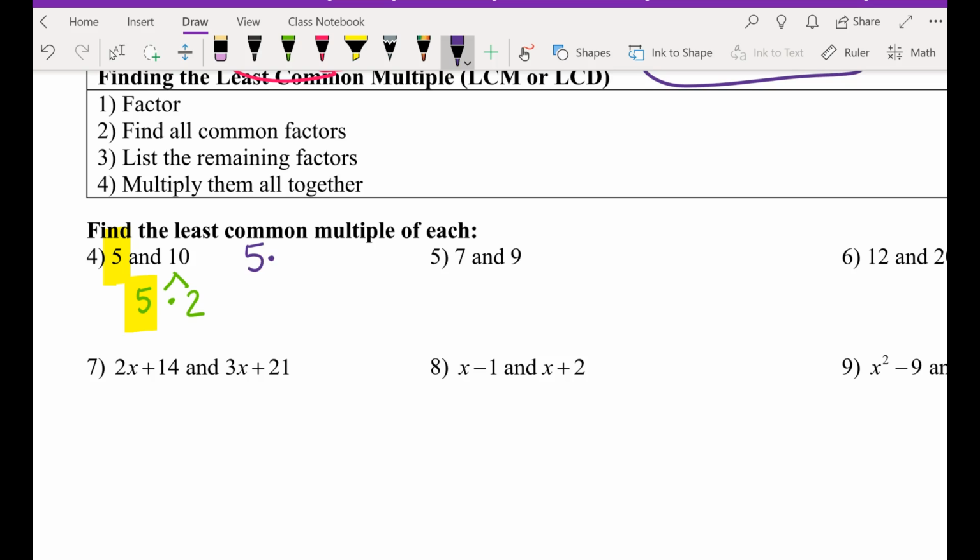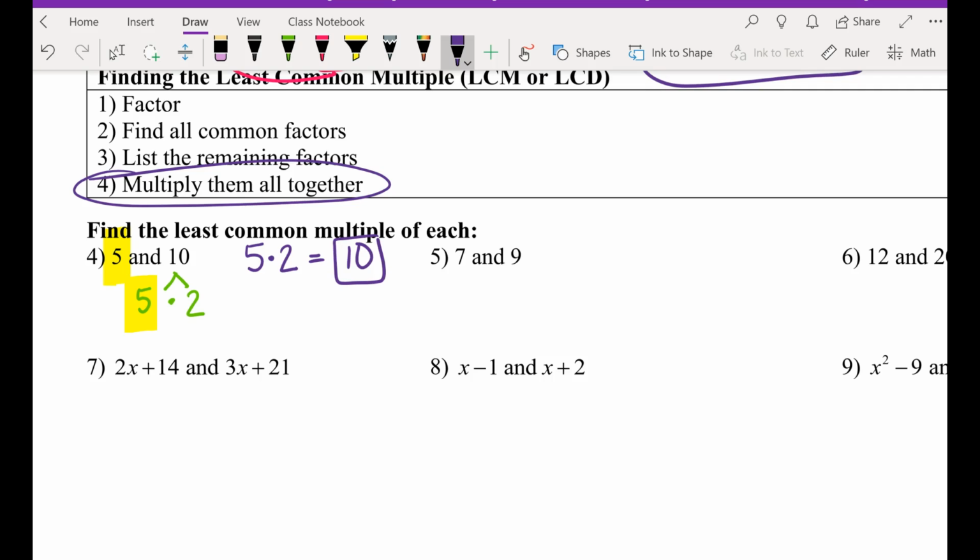Yes. 2, is it in both sets? No. So you take it. Okay? If it's not in either one, then you take it. And you multiply them all together, like number 4 said. So this one is a 10. Okay? So that's how we find a common denominator later. So we are going to factor it all out.